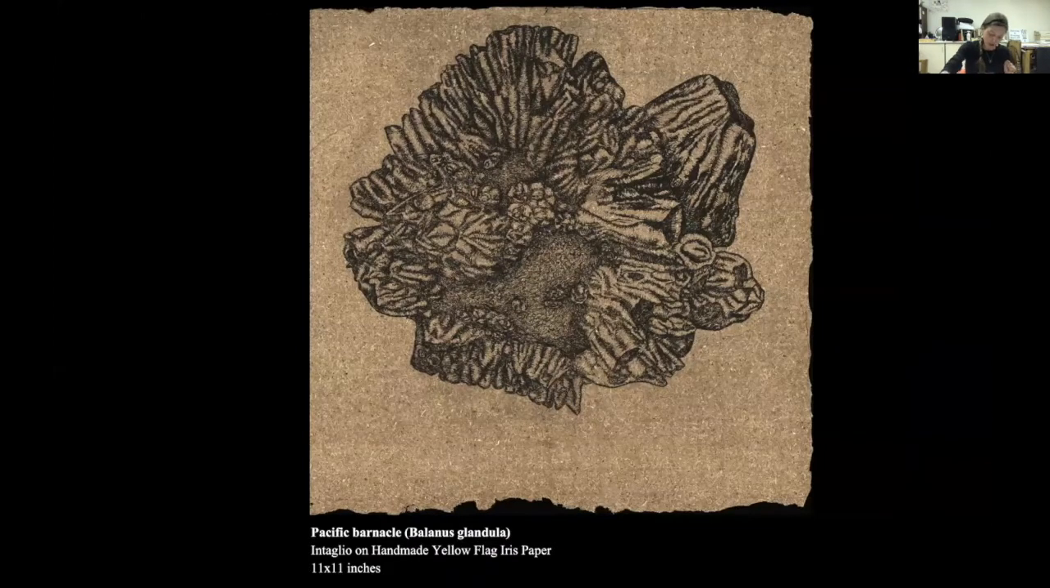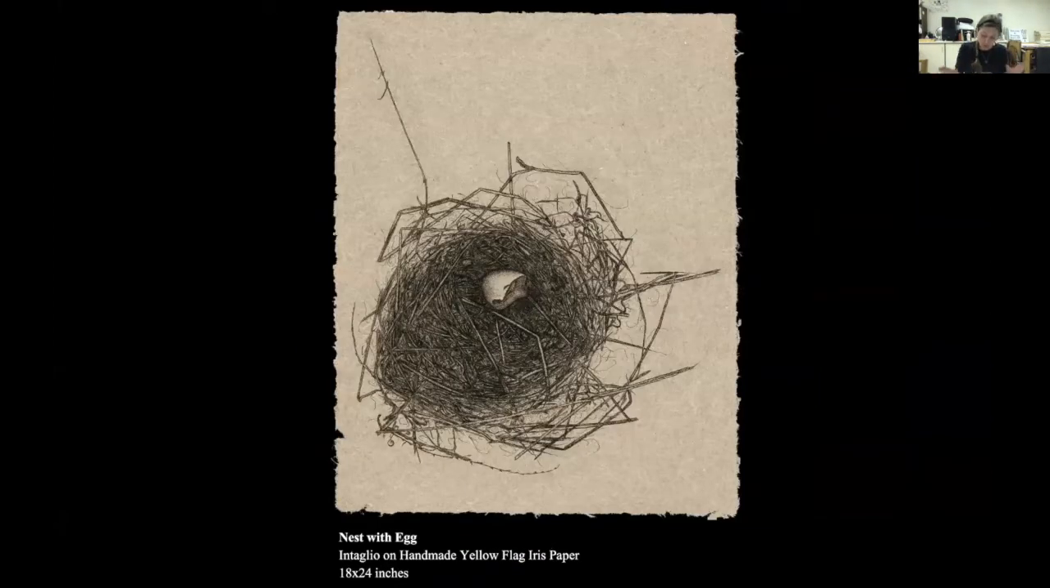Due to its dark color, I've been experimenting with longer washing times, and as I move forward, I plan to supplement the batches of yellow flag iris with abaca to strengthen future sheets.